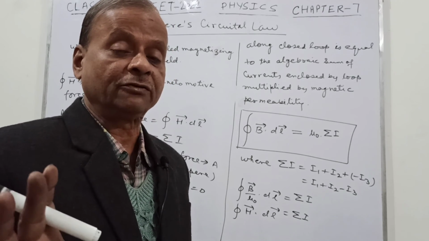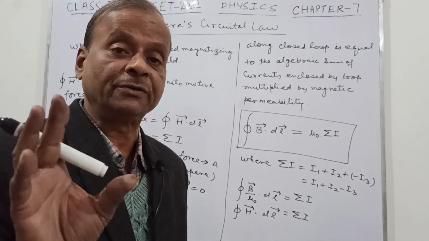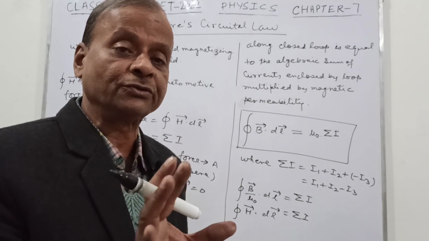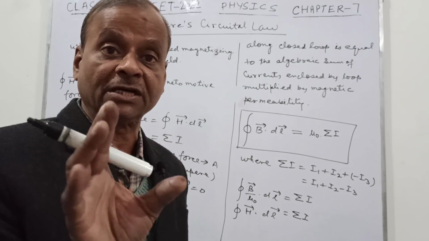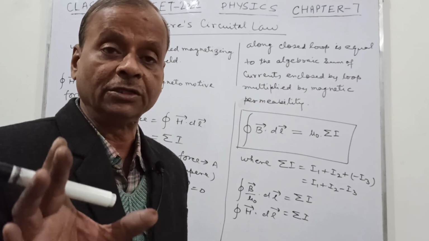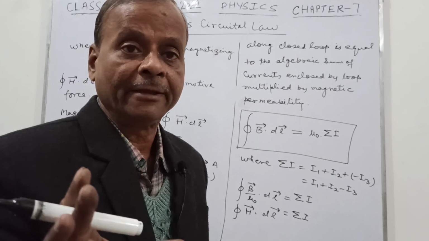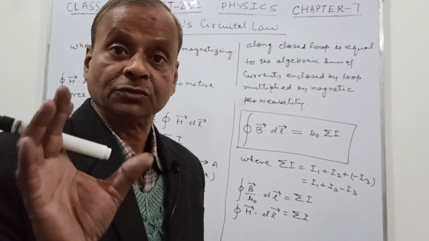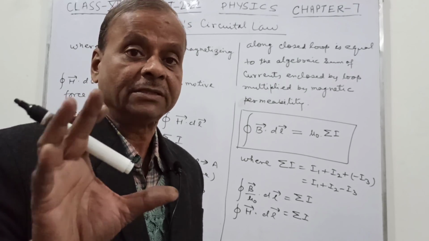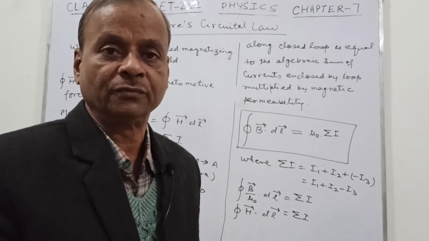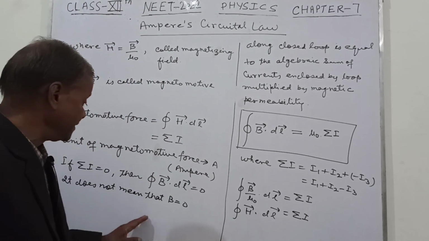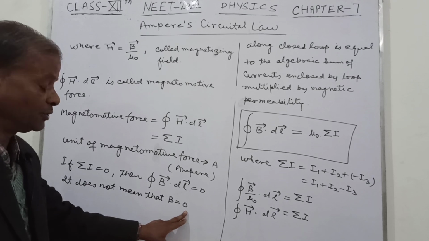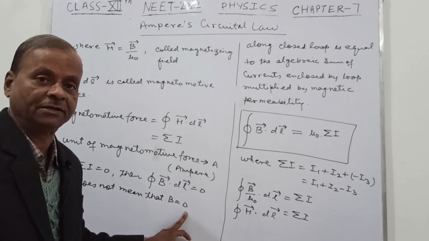So when we are having a number of currents, they will produce their own magnetic field. This is the relationship that shows the magnetic field produced by the currents which are enclosed in the closed loop. Each current produces its own magnetic field. So this magnetic field is not 0, but the sum of the currents is 0. So we can say that when this is equal to 0, then magnetic field is not necessarily 0.